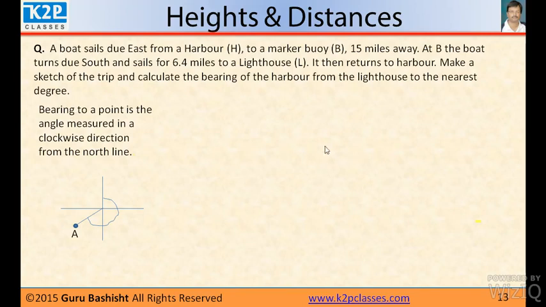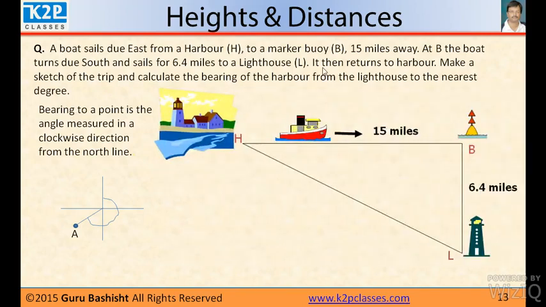So first draw the sketch. So this is a harbor. From here the ship goes for 15 miles up to point B. Then it goes just south. South means downward. Up to 6.4 miles, and then it returns, goes to harbor. Means it goes from here to here. Now the question is, calculate the bearing of the harbor from the lighthouse. From the lighthouse. Simple.